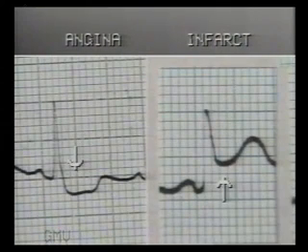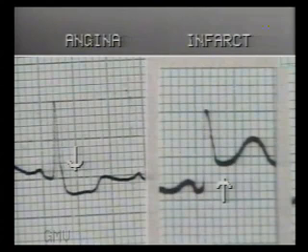Now compare the effect of myocardial infarction as seen on the right. When a coronary vessel gets blocked causing an infarct, ECG shows ST segment elevation in the leads facing the infarcted area. While in acute myocardial ischemia, as seen on the left, ECG shows a temporary ST segment depression.